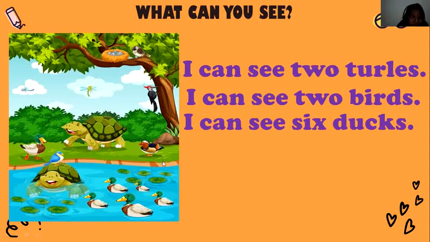Oh iya, kalian lihat nggak ada burung satu lagi ternyata. Where is that? Di mana ya? Ini kan 1, 2, lalu yeah, here on the turtle. Ternyata di atas kura-kura ada satu burung lagi. So, I can see 3 birds, okay? So, I can see 3 birds, I can see 7 ducks. Good job!